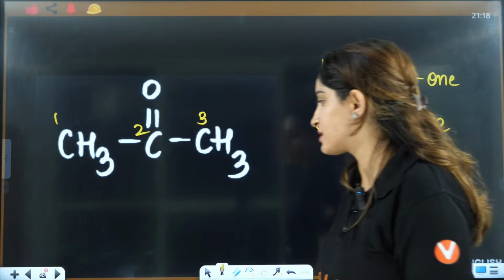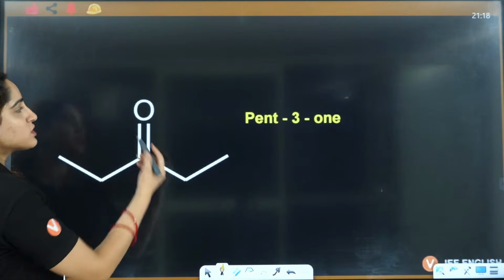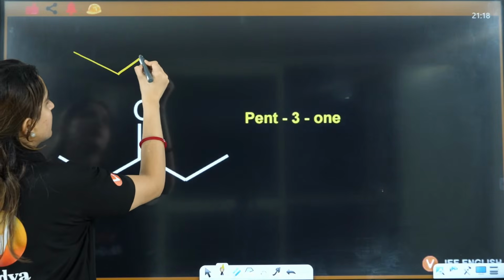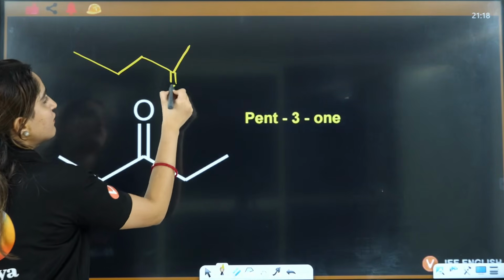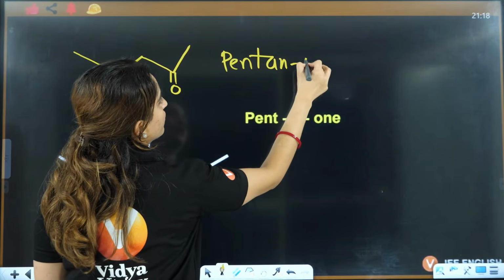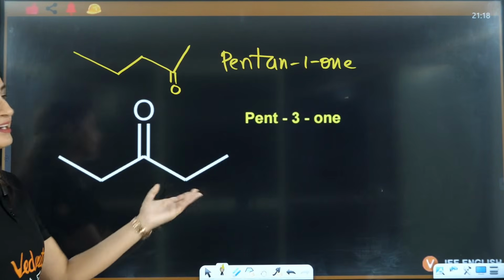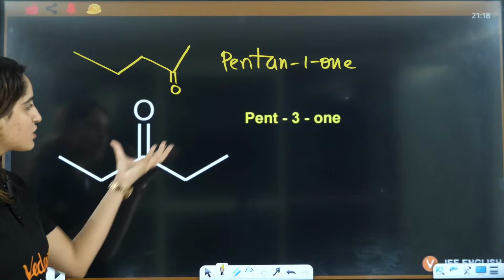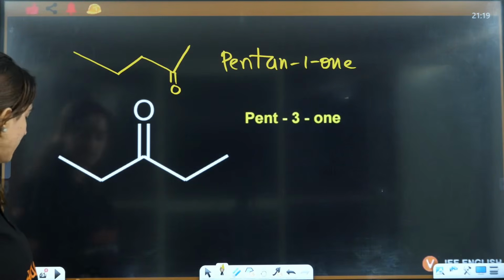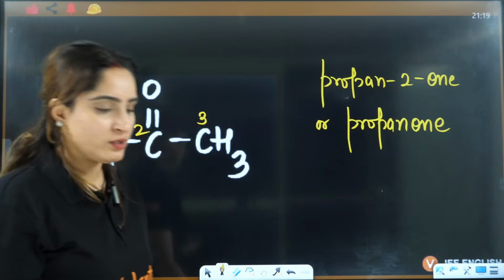You write it on the first position, then name it according to the structure, no? Name this one. This one will be pentanone. Pentane 1-one, that means pentanone. Structures are entirely different, right? So whatever structure I am writing, you need to answer according to that. So here I am saying either you write pentane 2-one.